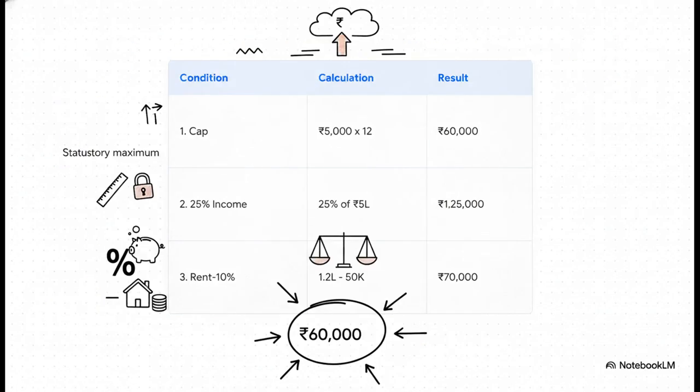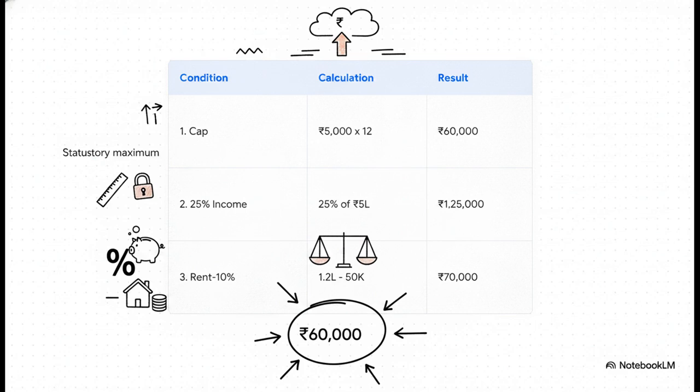Let's run their numbers through our 3 mandatory statutory conditions. Condition 1, the statutory maximum cap is a flat 60,000 rupees for the year. Condition 2, 25% of their 5 lakh total income equates to 125,000 rupees. Condition 3 calculates the excess rent: their actual rent paid, which is 1.2 lakhs, minus 10% of their income, which is 50,000. That gives us 70,000 rupees.